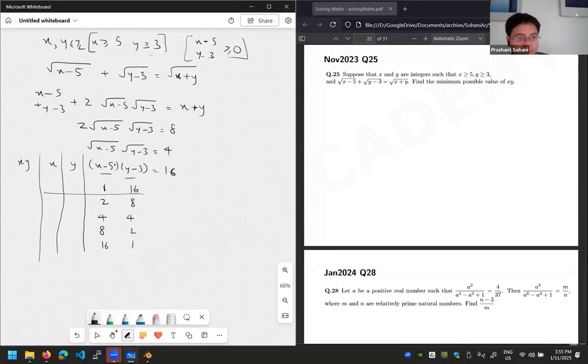So in the first row, for example, if x minus 5 is 1, then x is 6 and y is 19. In the second row, for example, x is 7 and y is 11. The third row, x is 9 and y is 7. And so in each case, I need to multiply and check which is going to give me the smallest value.